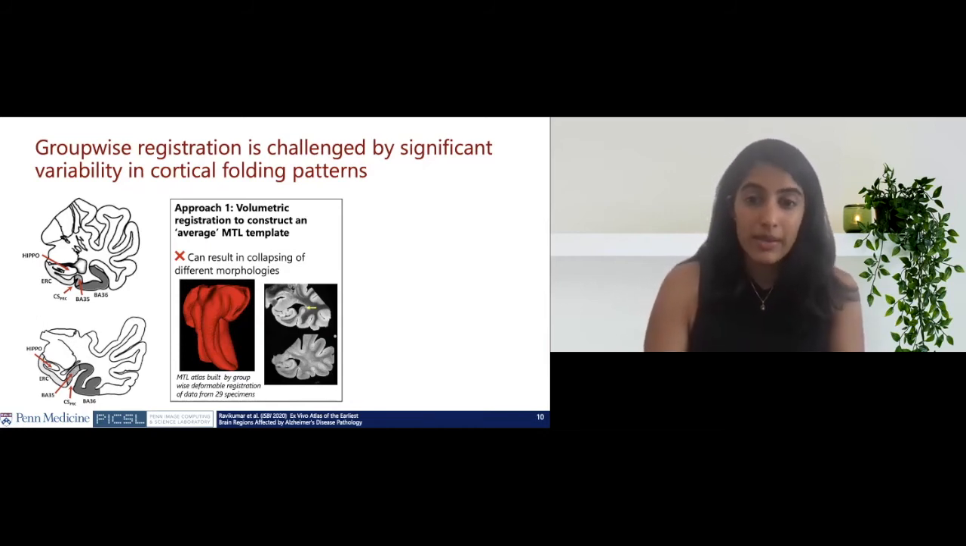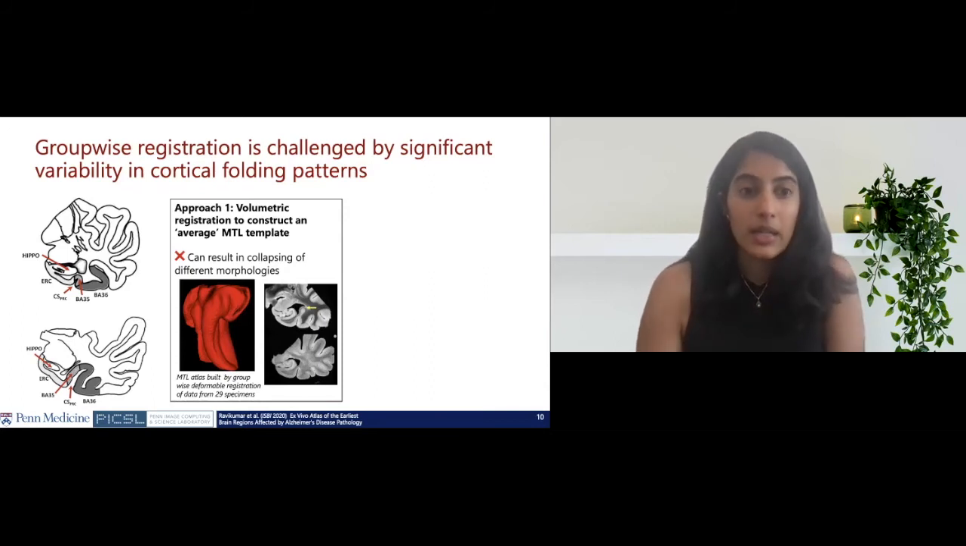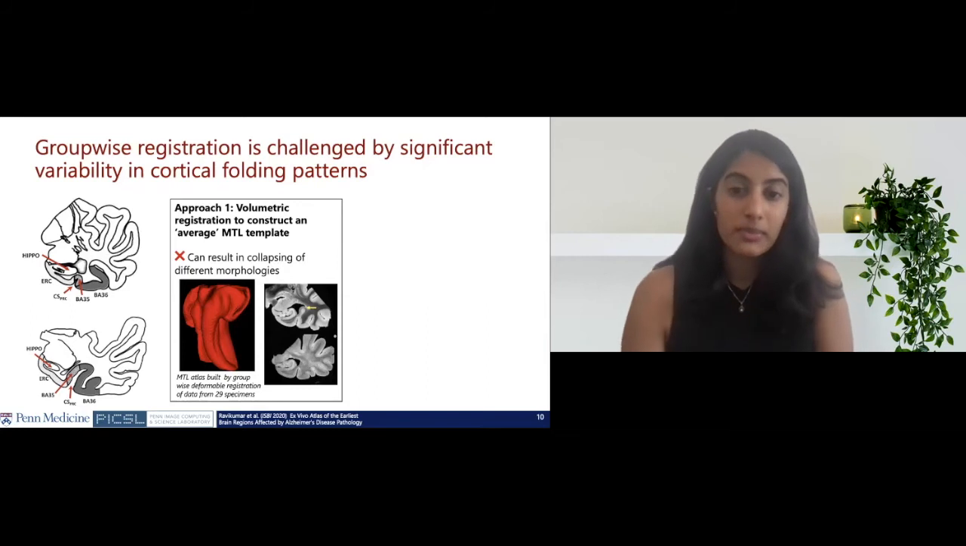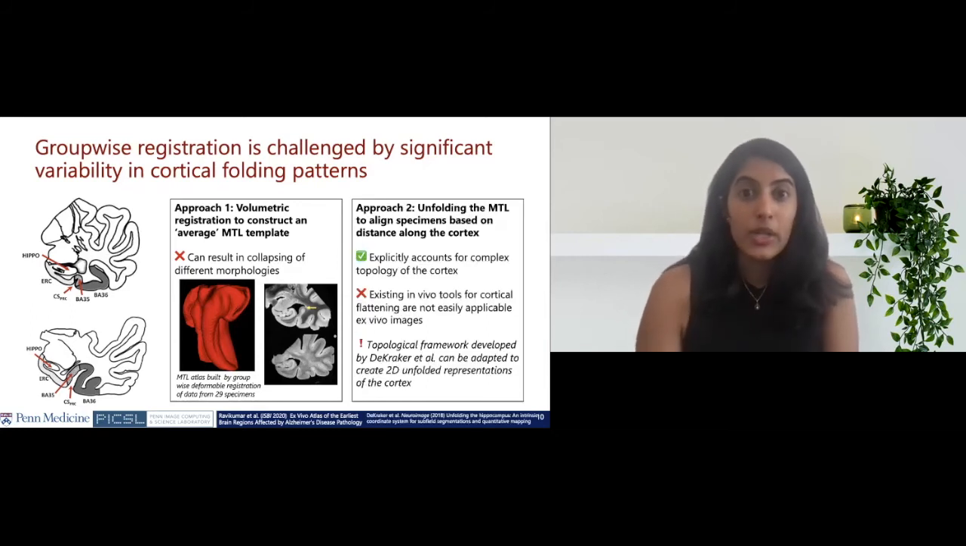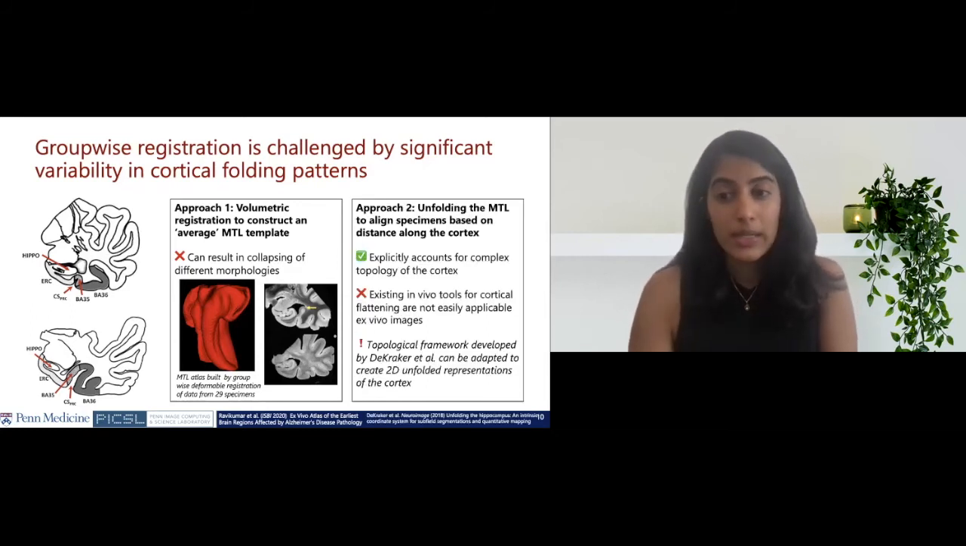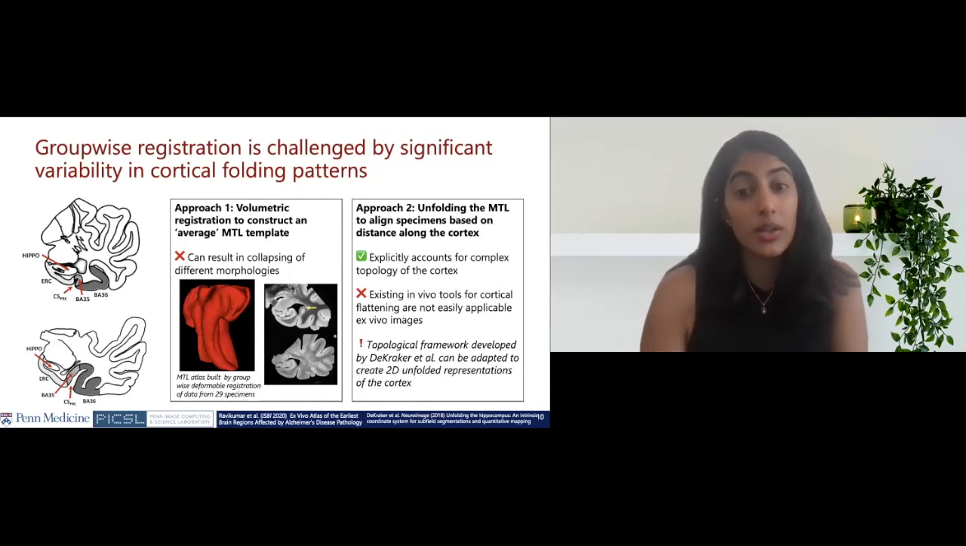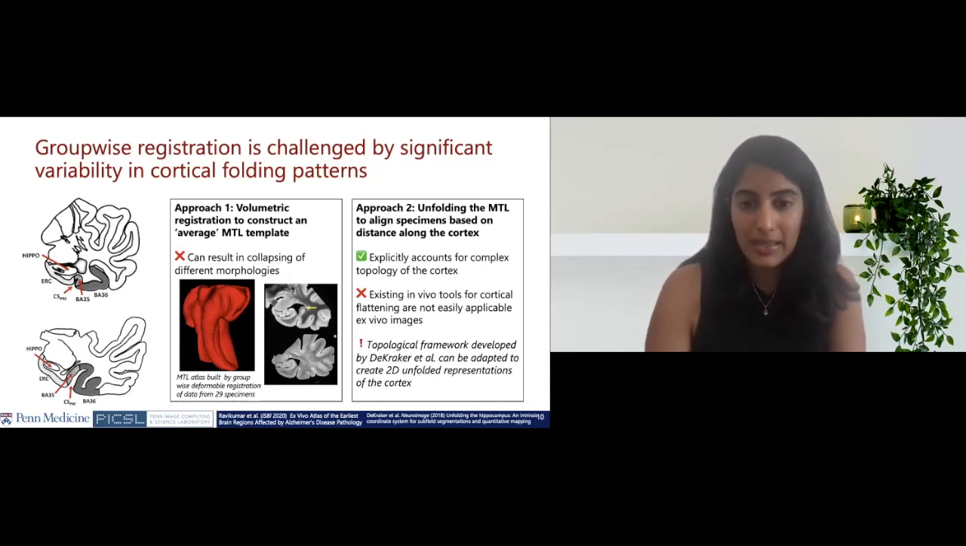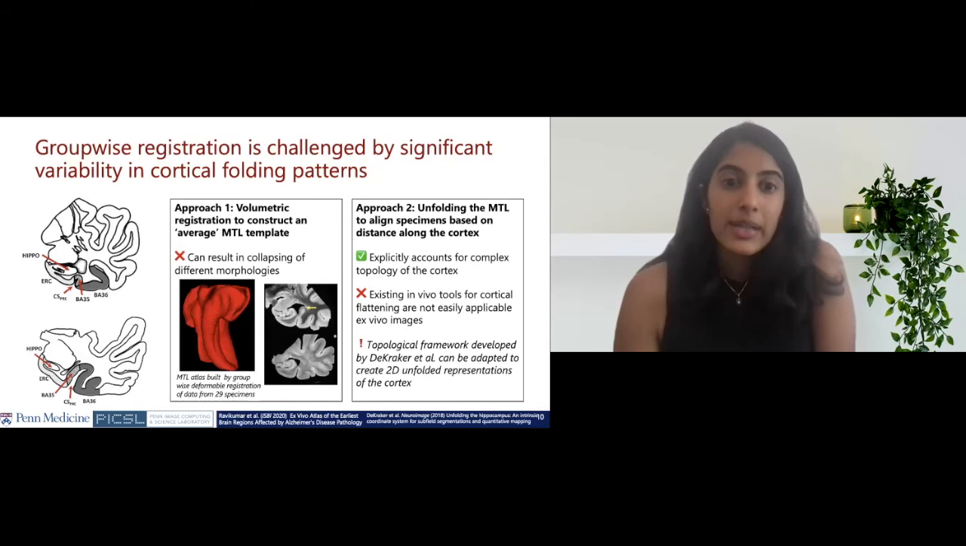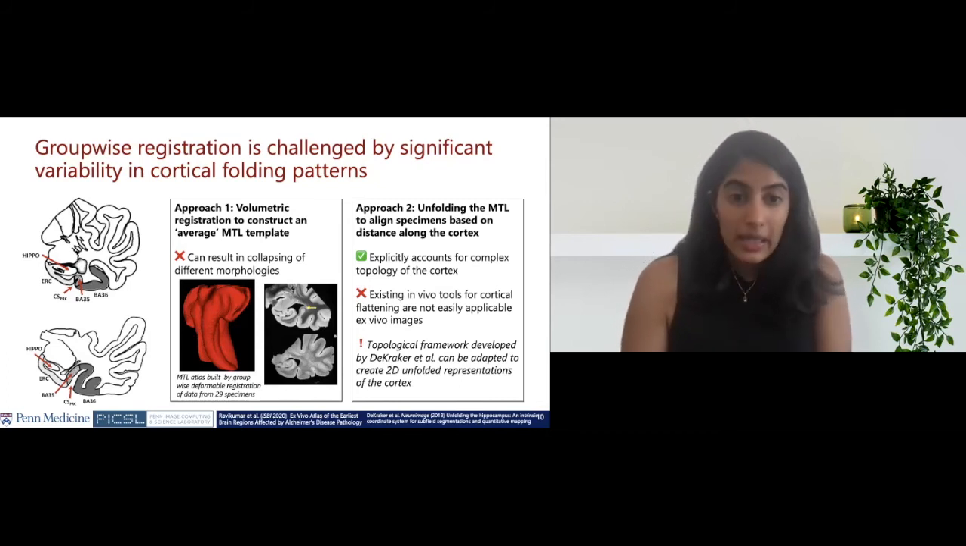The challenge with this method, though, is that it can result in the collapsing or squashing of different MTL morphologies across subjects. The other approach, which I'll be talking about today, is to unfold the cortex and align specimens based on distance along the cortical surface. The advantage of this approach is that it explicitly accounts for the complex folding patterns of the cortex. However, existing in vivo tools for cortical flattening aren't easily applicable to our ex vivo images.